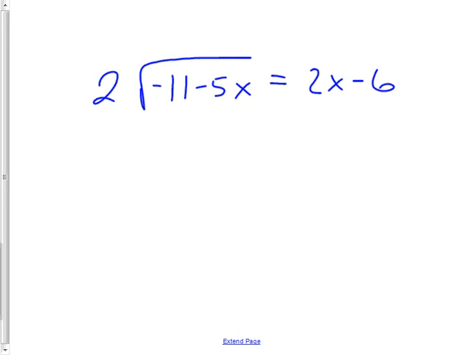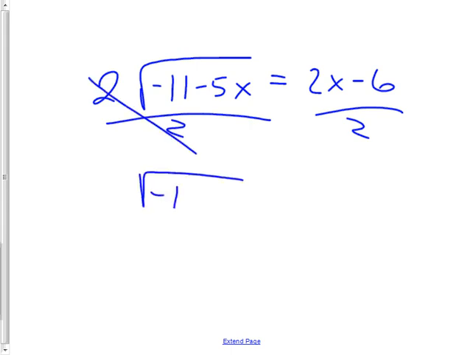So on this one, I'm going to get rid of the 2 by dividing by 2 on both sides. Divide by 2, divide by 2. And then this part cancels, and then I have this. And then a bunch of numbers cancel there. See how there's a 2 in everything? There's a 2 in this, this, and this. 2 goes in here once, 2 goes in there 3 times, 2 goes in there once. So it's x minus 3 over 1, which is x minus 3.